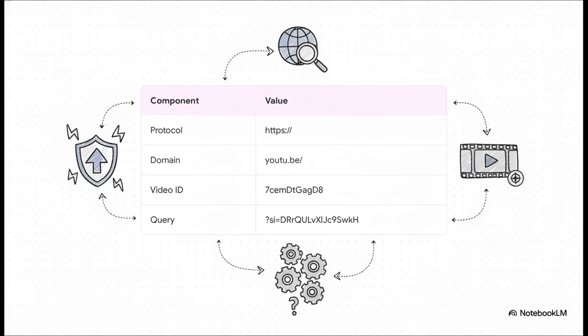So if we break this cryptic string down, we uncover 4 distinct architectural pillars. We aren't just looking at random letters and numbers, we're looking at a super exact set of instructions. You've got the protocol, HTTPS, which tells the browser how to securely communicate. The domain, YouTube.be, tells it exactly where to go. The video ID tells it what to get. And finally, the query acts as a highly specific set of supplementary instructions. It's like a perfectly organized puzzle.